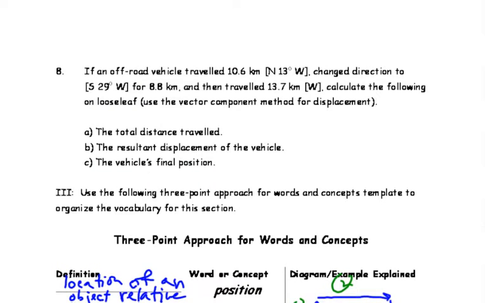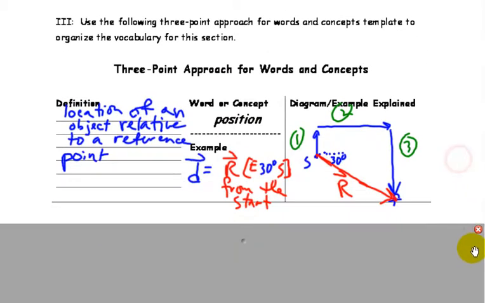We'll take a quick look at the vocab here so you can get it. So position, location of an object relative to a reference point. So here if I have 3 movements, my position is the red vector here from starting point to finish point, and it looks like it's about east 30 degrees south. So we're not concerned about how we got there, it's just that we got there, and measuring the difference.